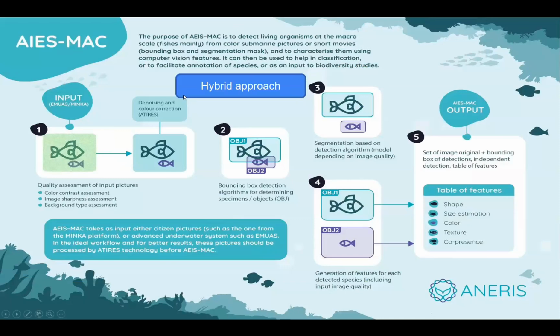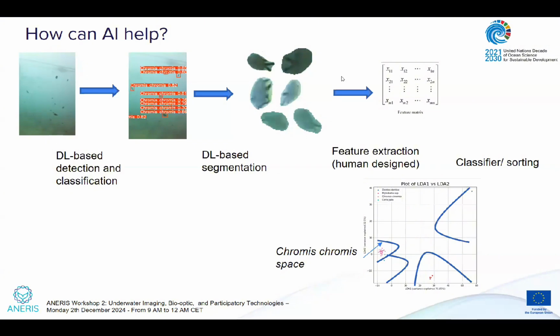Okay, so what we do in ANERIS MAC is take a hybrid approach, in the sense that we use deep learning for the detection, we use deep learning for the segmentation, and then we extract some humanly designed features in order to give some humanly interpretable information about what has been done.